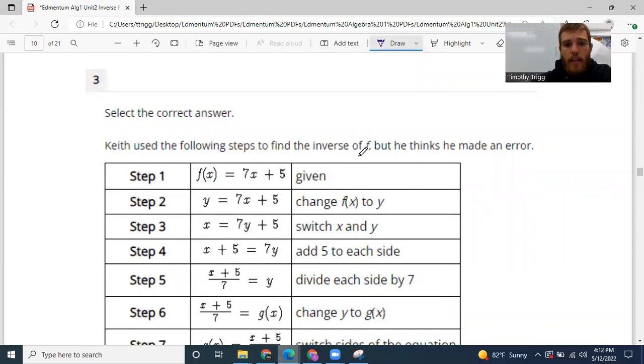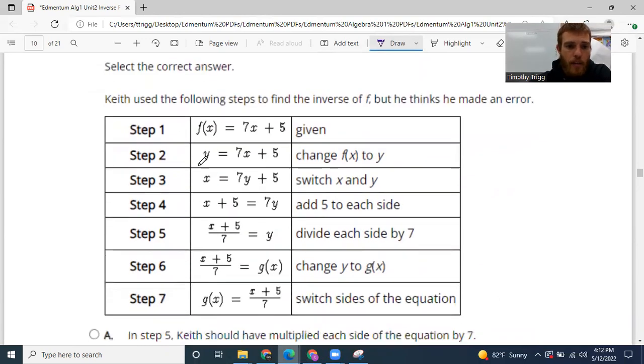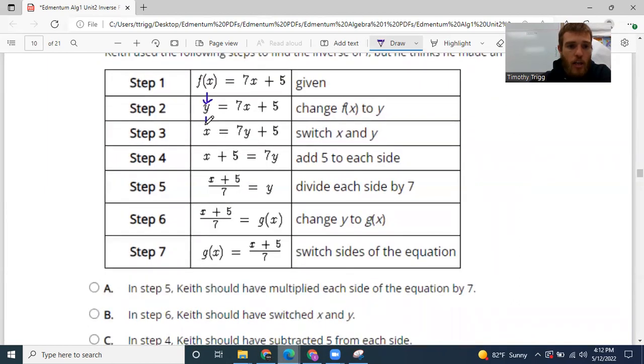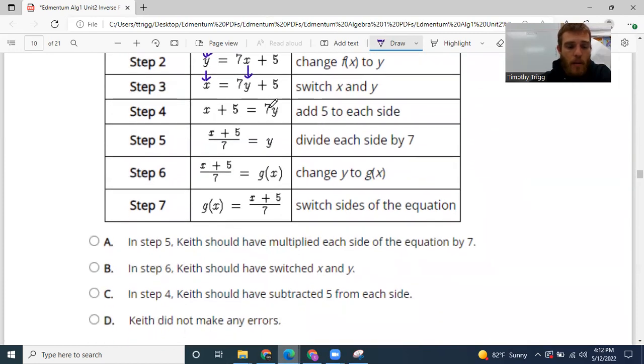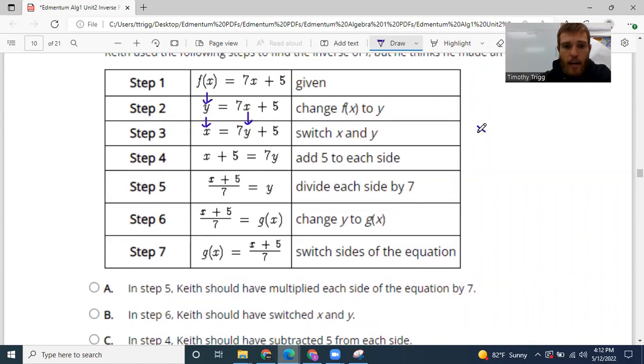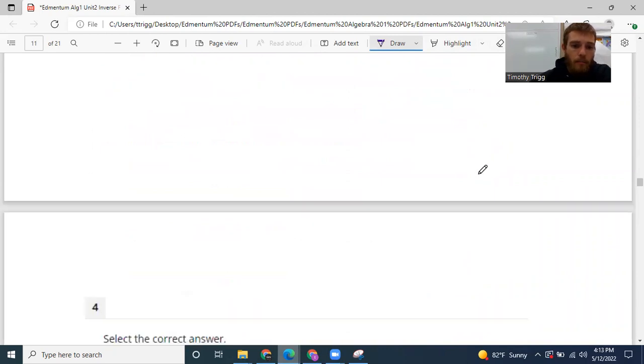Keith used the following steps to find the inverse of f, but he thinks he made an error. Let's see. He's switched f of x with y. That looks good. Then he changed out y for x and x for y. Switch x and y. That looks good. Now, here he had x equals 7y plus 5. Now, what would I do next here to solve for y? Okay, think about it.